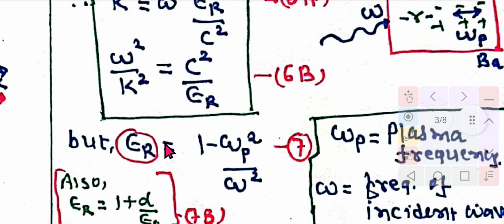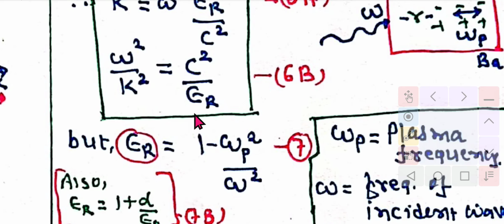From the dielectric theory, epsilon r equal to 1 minus omega p square divided by omega square. Please keep in your mind, the relative dielectric constant of a plasma can be represented by 1 minus the square of the plasma frequency divided by the square of the angular frequency of the incident wave. Okay, so place this value of epsilon r in here.